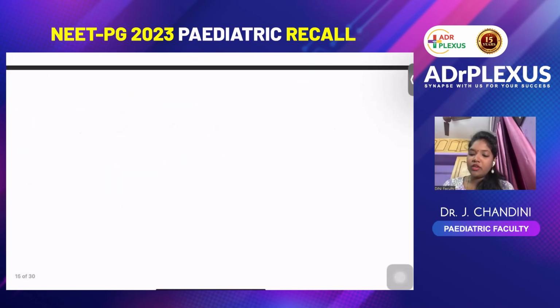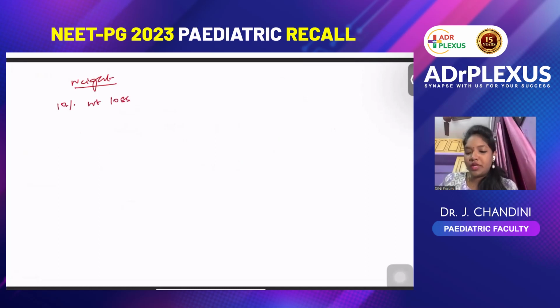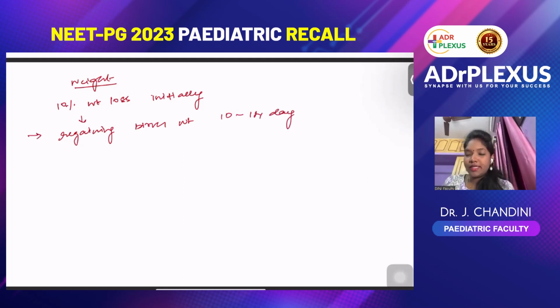Now, what about the weight of the baby? What happens to the weight normally? Normally, after the baby is born, there will be a loss of 10%. 10% of weight loss in the initial few days after birth. Okay, followed by regaining of birth weight. When will the baby regain birth weight? Somewhere around 10 to 14 days. So the baby will regain birth weight by 10 to 14 days. And then the baby will start gaining around 20 to 30 gram per day. Per day, the baby will gain 20 to 30 gram per day.